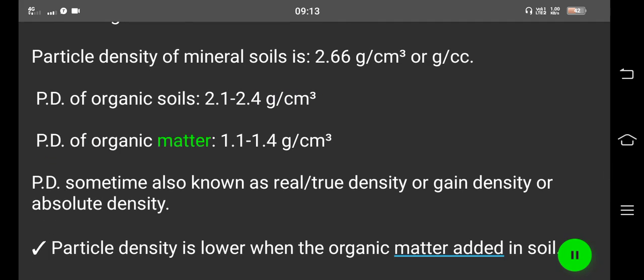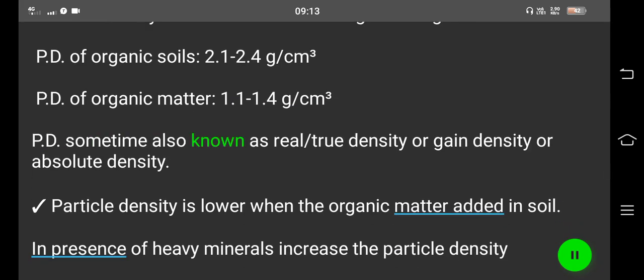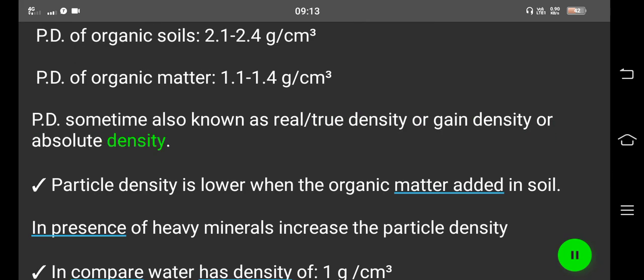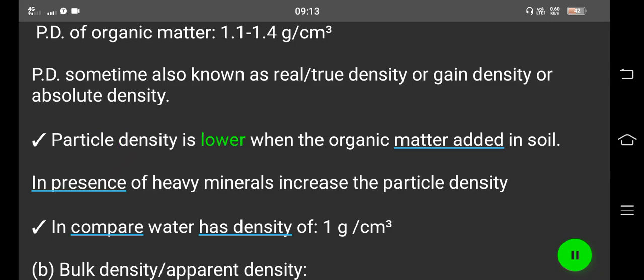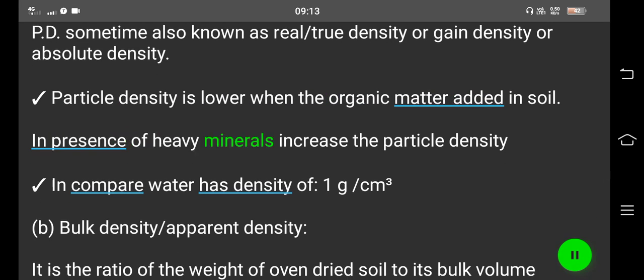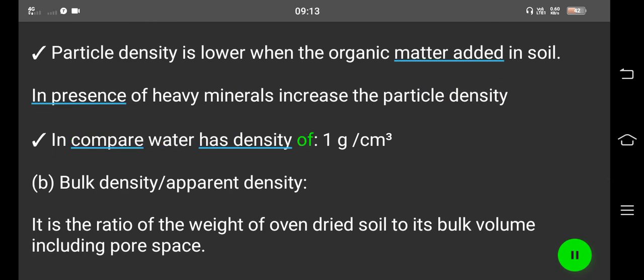PD of organic matter 1.1-1.4 grams per cc. PD is sometimes also known as real density, true density, grain density or absolute density. Particle density is lower when organic matter is added in soil. The presence of heavy minerals increases the particle density. In comparison, water has a density of 1 gram per cc.